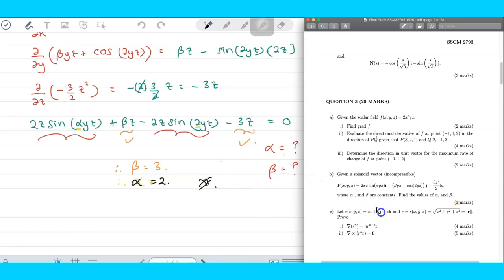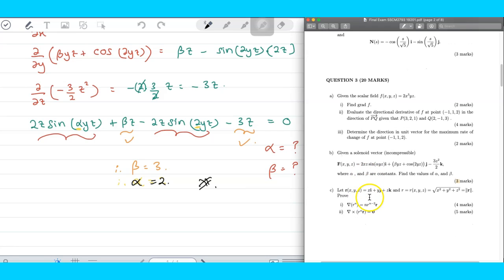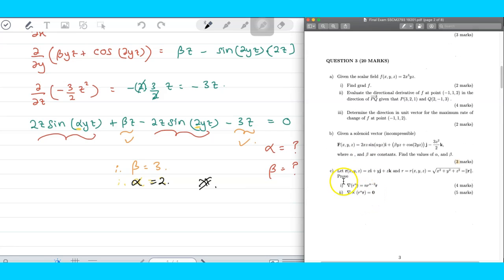So also, you can see that in question 3c, you are given the vector r = (x, y, z), and r in terms of x, y, z is given by the square root of x squared plus y squared plus z squared. This is actually the formula for the magnitude of vector r. From this information, we have to obtain these two expressions. So how can we do that?